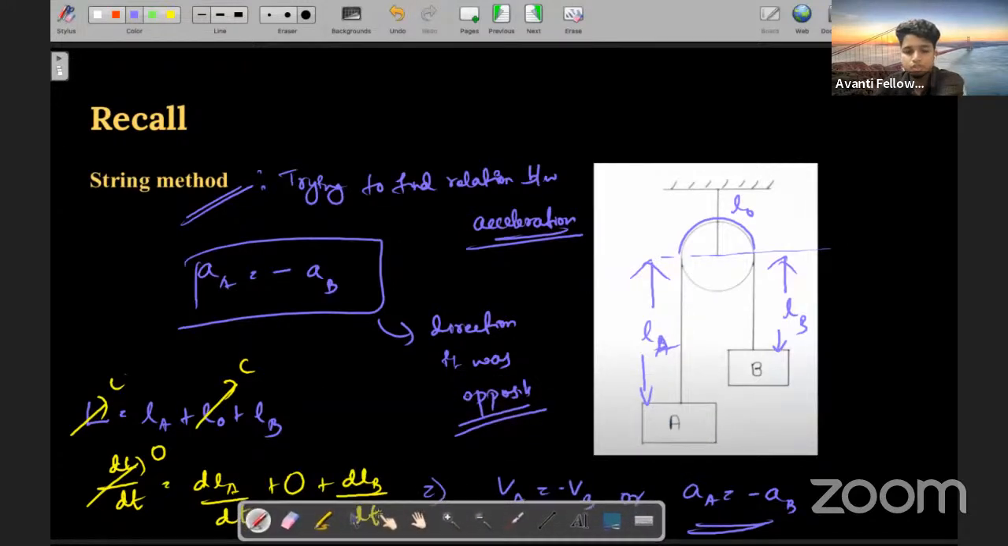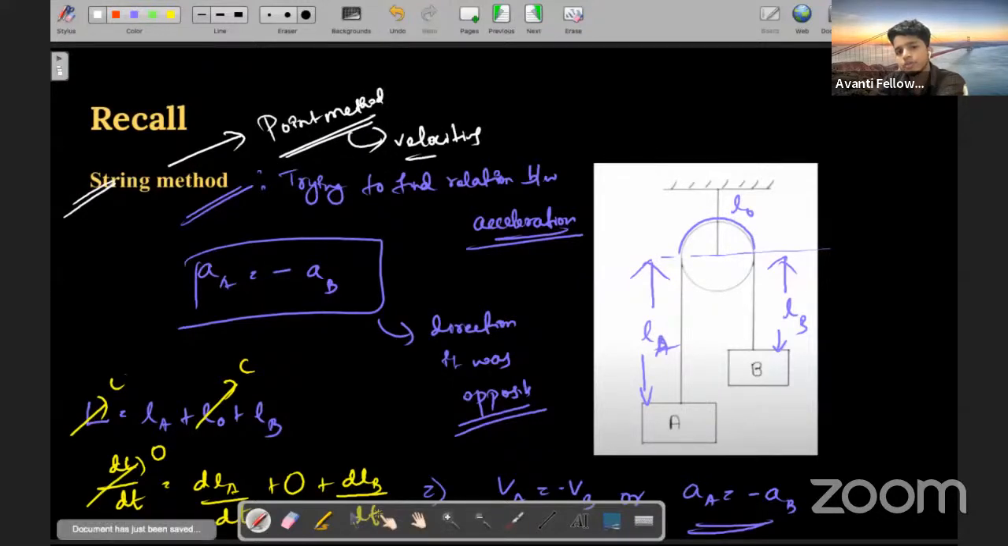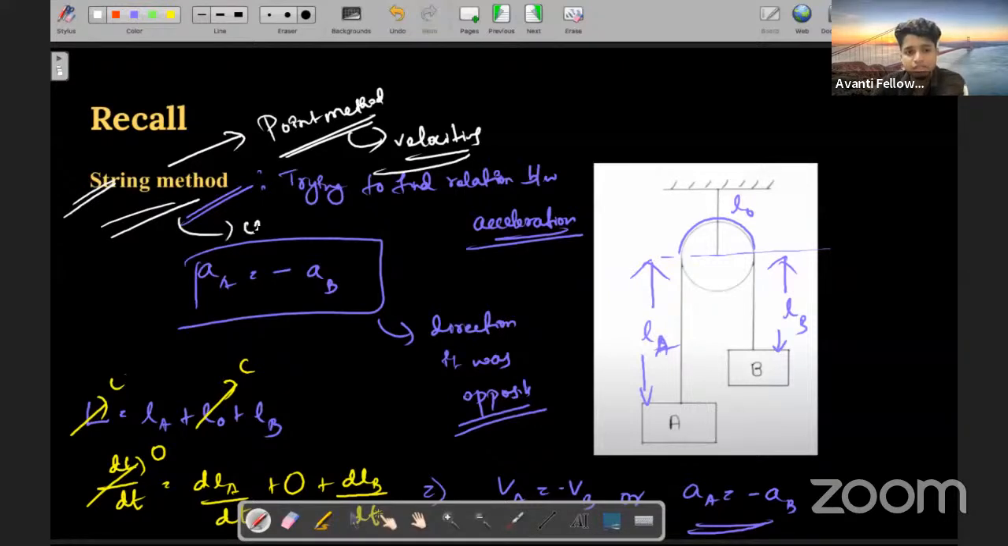So today, students, instead of the string method, we'll be talking about something called the point method. This point method will help you find velocities and accelerations in a much easier way. The string method was required to make you understand how we can take it. We'll be using the string method in certain cases too.